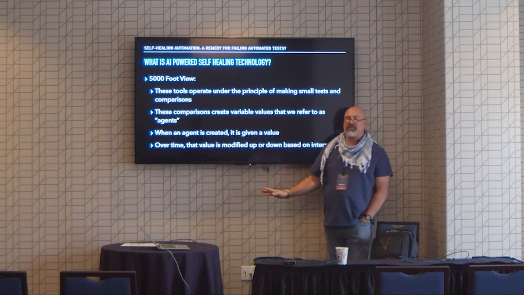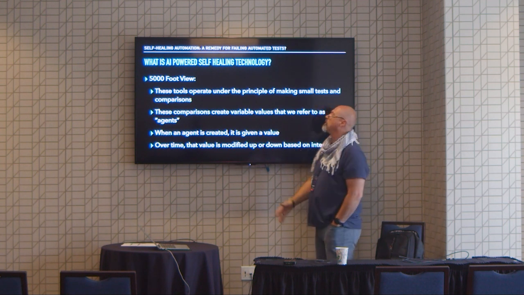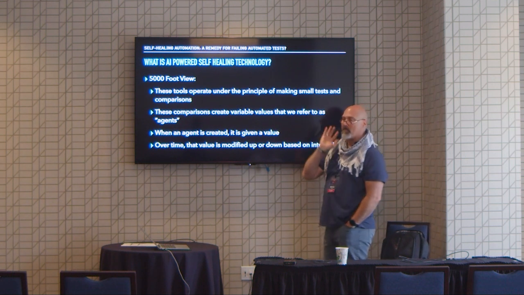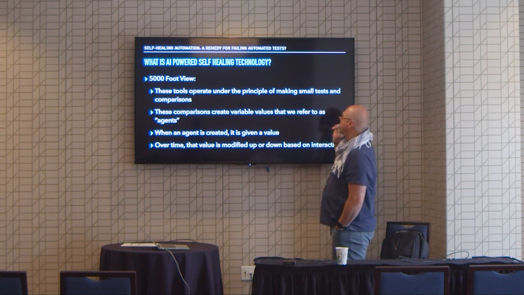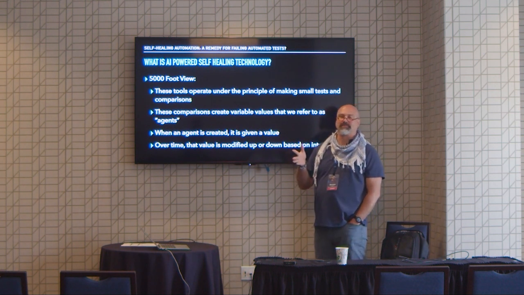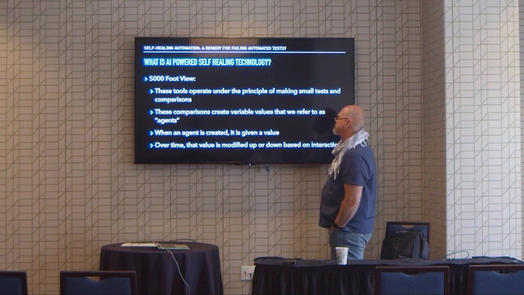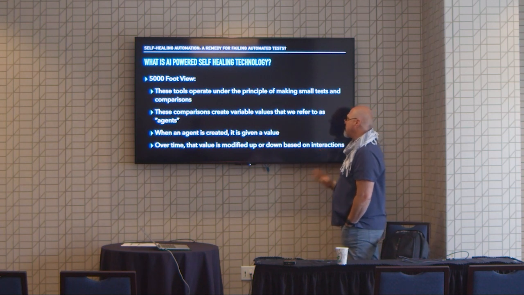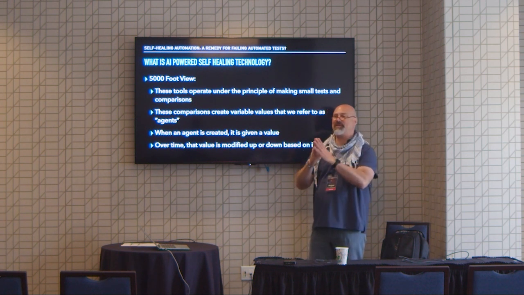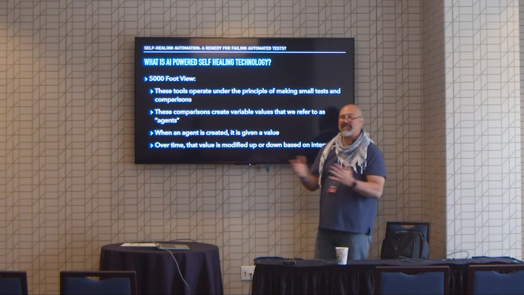So let me give you a 5,000-foot view of what self-healing technology is supposed to do, okay? Tools operate under the principle of making small tests and comparisons, multiple times. Those comparisons create variable values that we refer to as agents. And when an agent is first created, it's given a value. Over time, that value is modified up or down based on your interactions. That is the simplest definition of machine learning I will ever be able to give anybody, because that's all that it is.